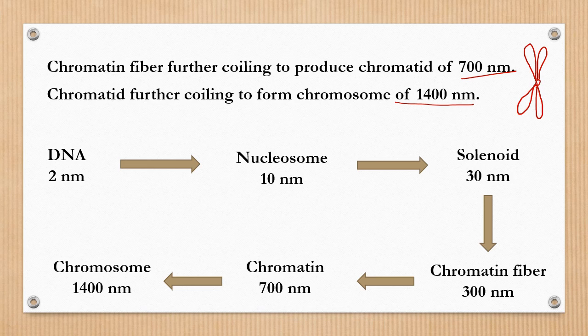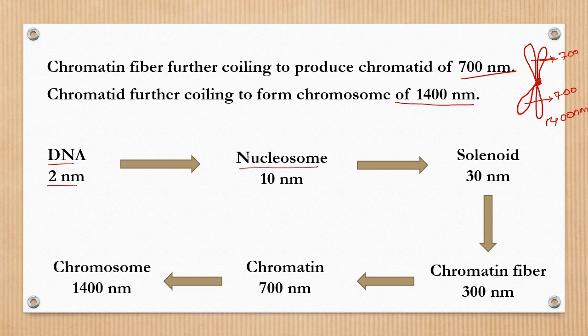So these are the chromatids. The chromatids are joined at the centromere. Each chromatid is 700 nanometers, and since there are two chromatids, the total becomes 1400 nanometers. Now DNA has a diameter of 2 nanometers.